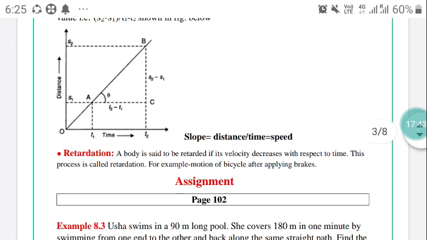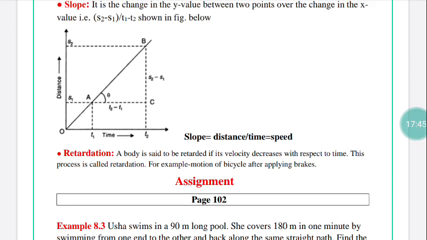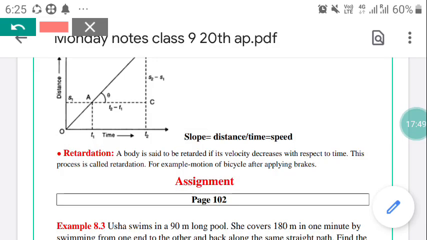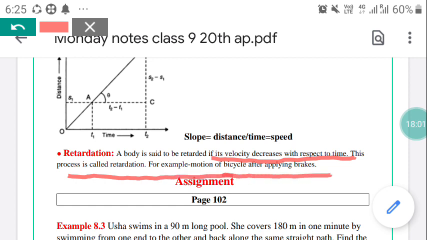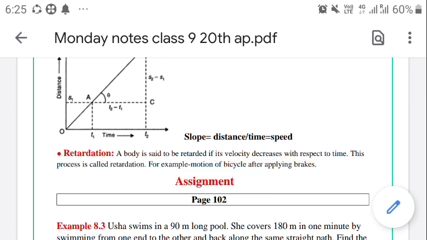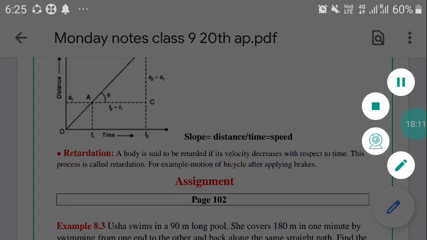And retardation, like I have explained to you, what is retardation? A body is said to be retarded if its velocity decreases with respect to time. This process is called retardation. For example, motion of a bicycle after applying brakes. Both points I have explained to you earlier. So this is a case of retardation. I hope you understood this point of retardation.